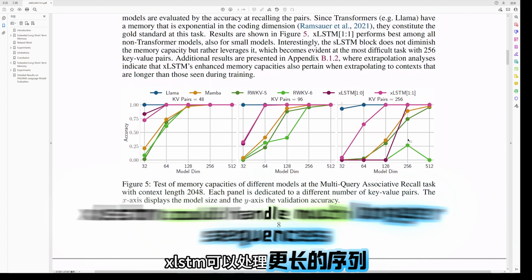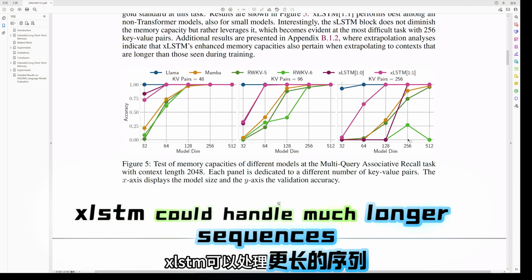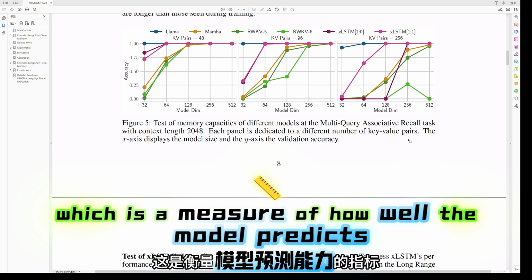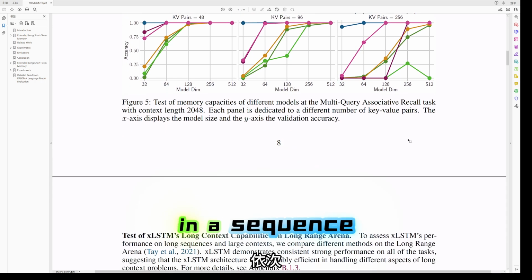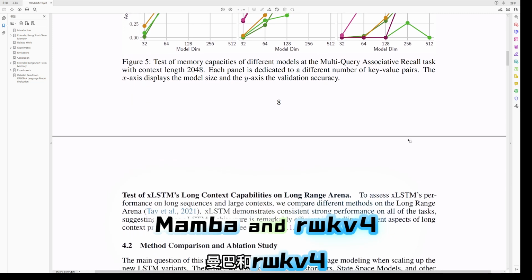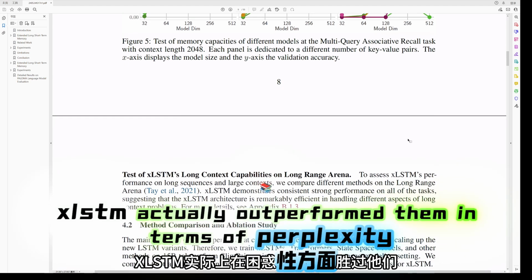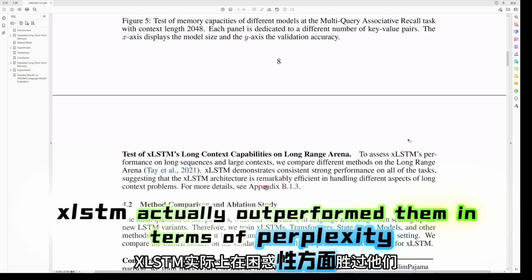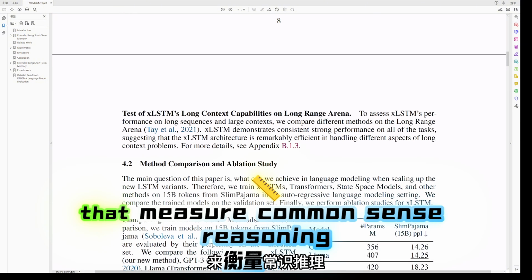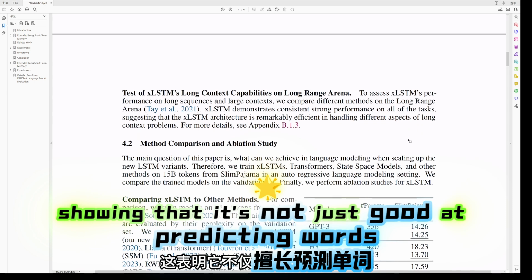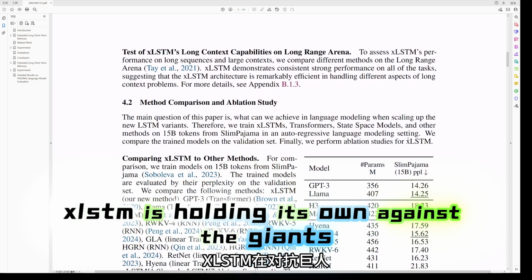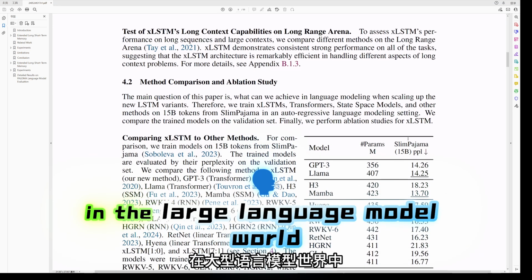It did. They found xLSTM could handle much longer sequences than it was trained on while still maintaining low perplexity, which is a measure of how well the model predicts the next word in a sequence. They even compared xLSTM to other big names like Llama, Mamba and RWKV4. Don't leave us hanging. xLSTM actually outperformed them in terms of perplexity on the validation set. It also excelled on downstream tasks that measure common sense reasoning, showing that it's not just good at predicting words. It can actually understand and reason about the text it processes. Wow, so xLSTM is holding its own against the giants in the large language model world.